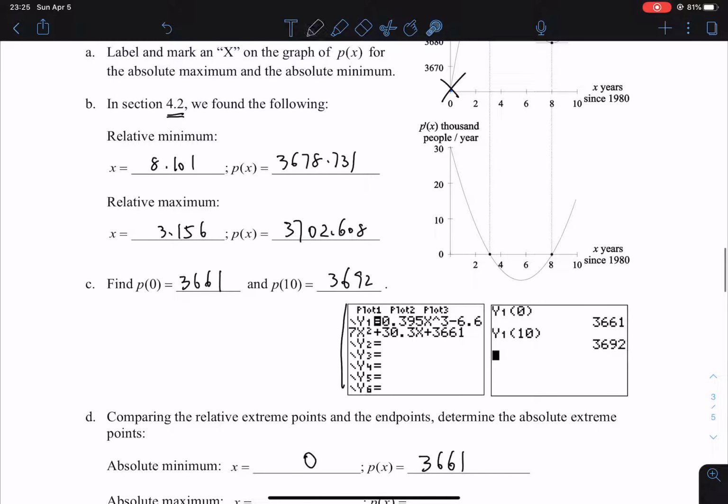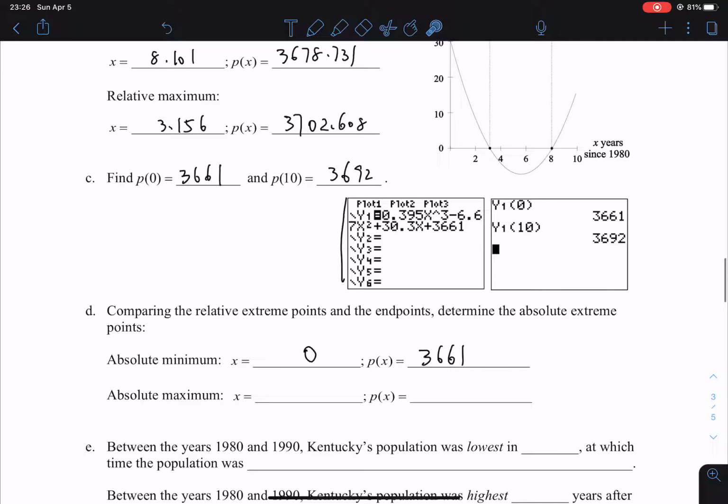Next, what about the absolute maximum point? We have a relative maximum point right here, and the function value is right here. Then we have to compare this one with the two endpoint function values and find the highest one. Number 1, number 2, and number 3. This one wins, so we don't change. Our relative maximum point is just our absolute maximum point.